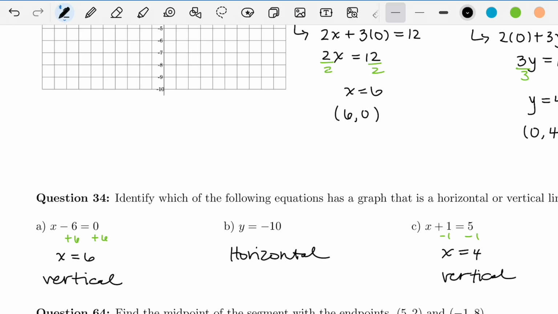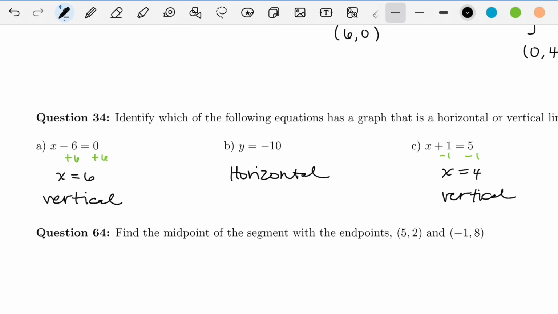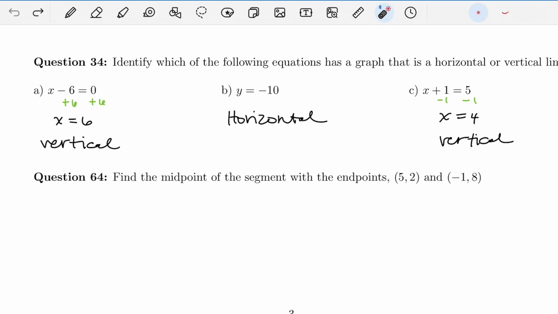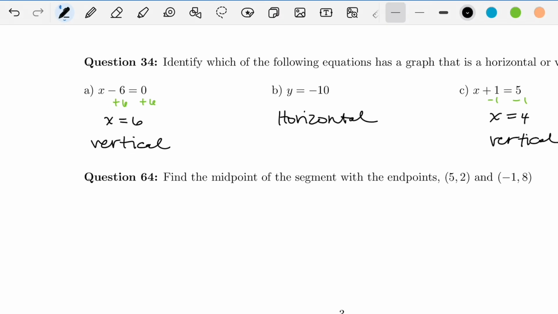Alright, and then the very last thing we're going to look at is this example here. We want to find the midpoint of the line segment with these endpoints here. So what we mean is we just have a line, and these are the 2 endpoints, and the line is connecting them. So we have a formula for this, our midpoint formula.